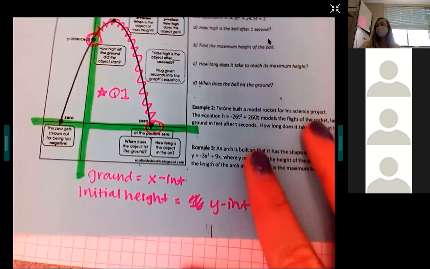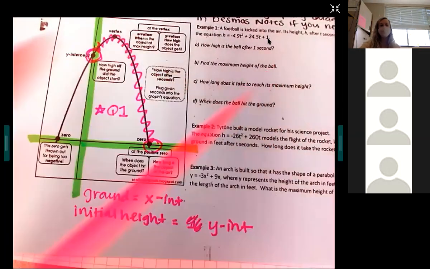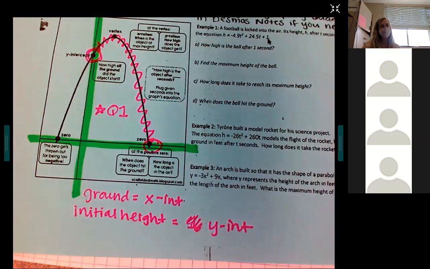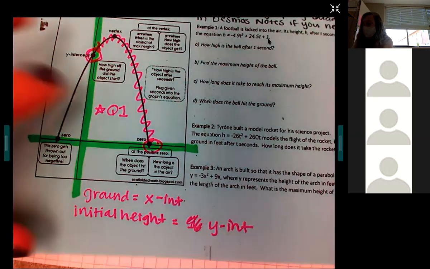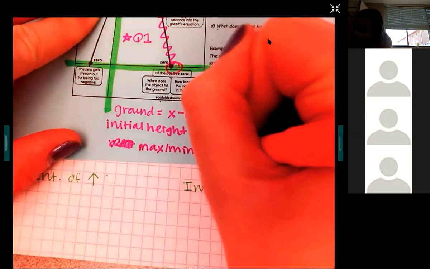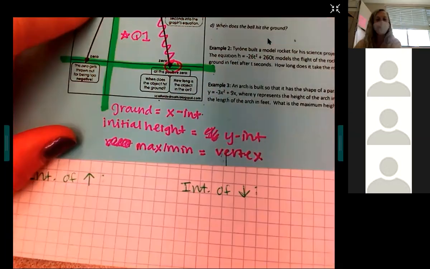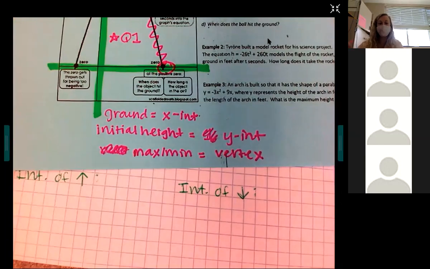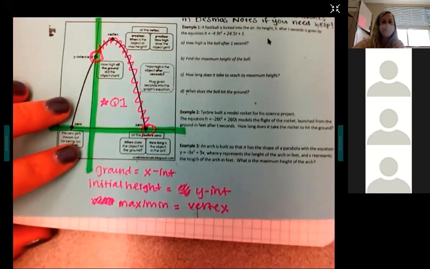So what do you think they're asking for when we use this second point, the vertex? The maximum, or in some cases, the minimum if it was a min. Good. So the vertex, the max/min. If they ask something about a max or min, we're going to need to look at the vertex. So if you are at home copying, that's what I need you to write down.